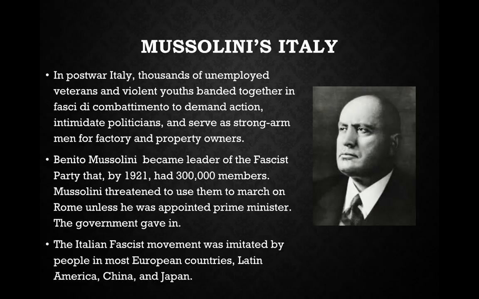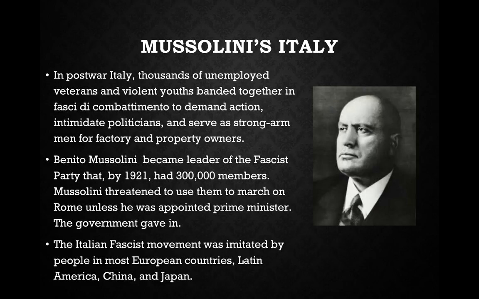Benito Mussolini became leader of the Fascist Party. And by 1921, this party had 300,000 members. You have to keep in mind that after World War I, people were terrified about another global conflict and would do pretty much anything to avoid such a conflict. When Mussolini threatened to use the Fascist Party to march on Rome unless he was appointed prime minister, the government immediately agreed. They wanted to avoid death and destruction, and that is exactly what Mussolini brought.